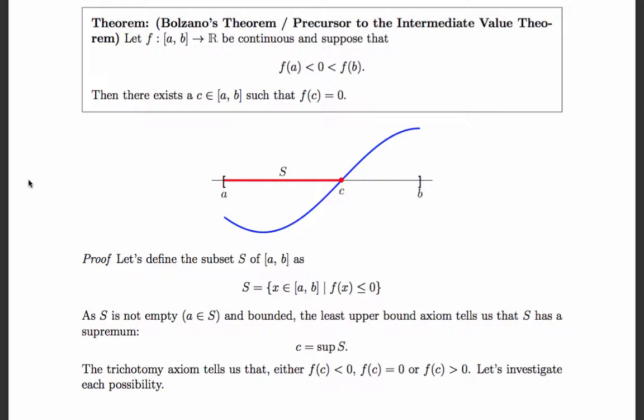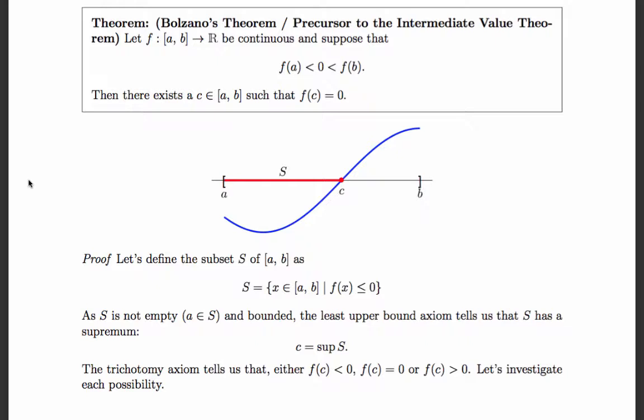We know S isn't empty because, well, a is in S. We know it's bounded because it's inside of the domain. So the least upper bound axiom tells us that a supremum exists. Let's name the supremum c.